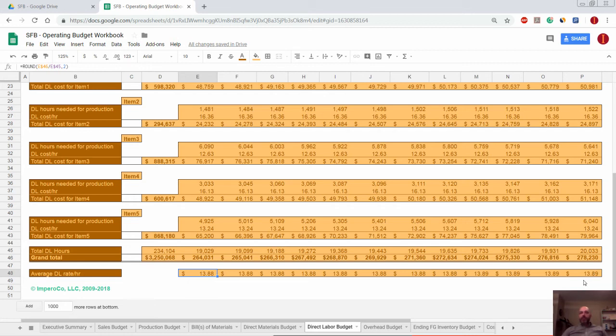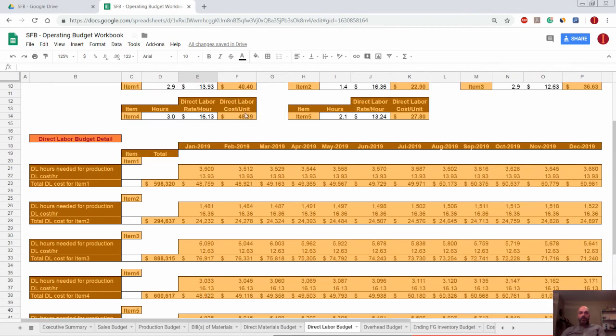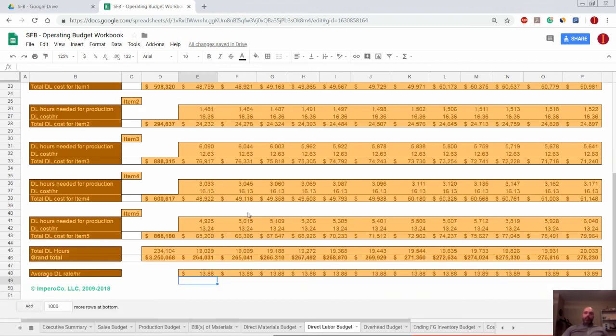And you say, well, why does it climb if the direct labor cost per hour is the same for every item across every month? Well, just because of the different mix in production. It would climb because we plan to make more of the items that cost a little more, that have higher direct labor costs per unit, as the year goes on. We're going to make a little more of those higher cost units, at least in terms of labor.